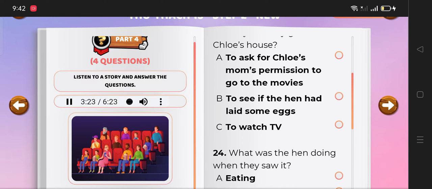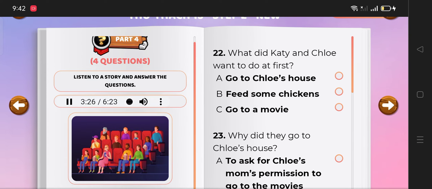Now answer the questions. Number 22. What did Katie and Chloe want to do at first? A. Go to Chloe's house. B. Feed some chickens. C. Go to a movie.